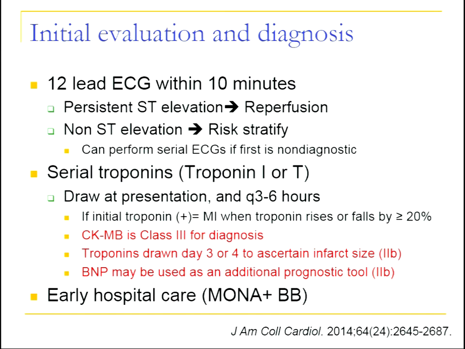And if the first troponin is positive, the diagnosis of MI is made when the troponin rises or falls by 20%. So you'll get a serial troponin measurement here. The guidelines have changed about CK-MB, and that's why I've highlighted this in red on your slide. CK-MB has been removed from the guidelines. We no longer check CK-MB. We want to check a troponin because it's more specific to that heart tissue.